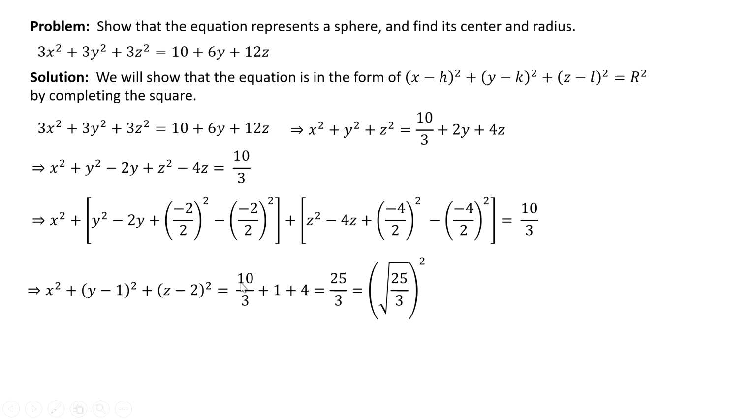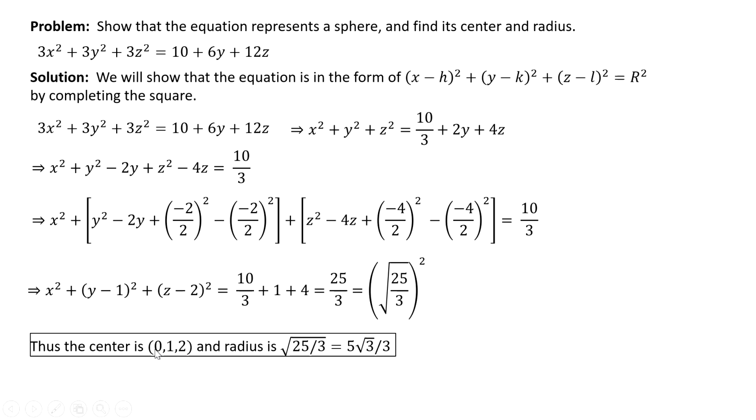And that adds up to 25 over 3. And that's, ladies and gentlemen, now in the form of x minus h the quantity square plus y minus k the quantity square plus z minus l the quantity square is equal to r square. Yes, it is. So what's the center? Center is 0, 1, 2. Radius, square root of 25 over 3. We can write that as 5 divided by square root of 3, since the square root of 25 is 5.